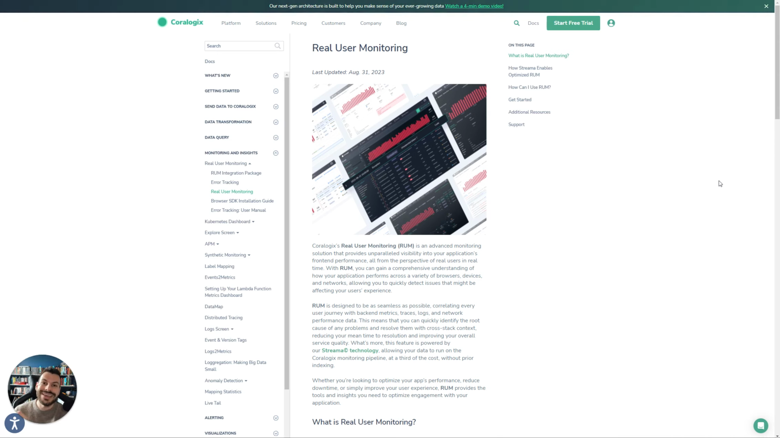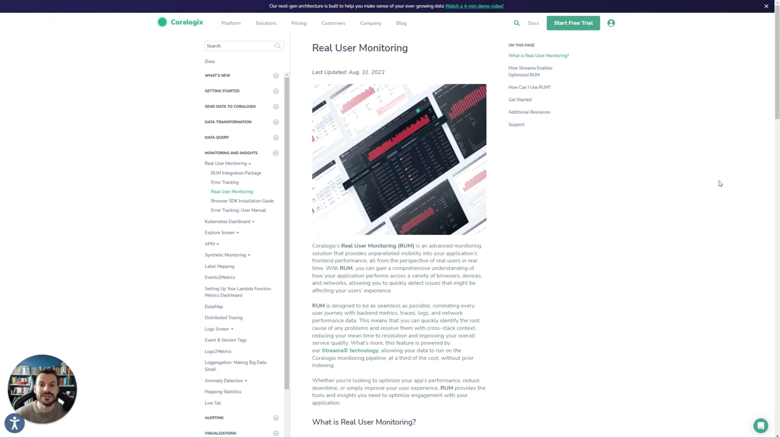With Coralogix, however, it's really easy. We've built an SDK that can work with JavaScript applications, and it will ingest all of the data into the Coralogix platform and access all of those great real user monitoring features. So real user monitoring in Coralogix is really powerful for a number of reasons.